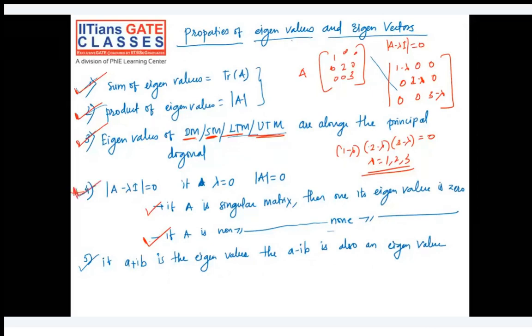The last point, number five. If A plus iB is an eigenvalue, then A minus iB is also an eigenvalue because they are complex conjugates. Okay. So generally when we calculate the root, A plus or minus under root B square minus 4AC divided by 2A, ultimately what we'll end up with, if it is a complex root, is A plus or minus iB, right? So hence if A plus iB is a root, then A minus iB is also a root of that equation. Hence, we can say if A plus iB is an eigenvalue, then A minus iB is also an eigenvalue. Is it clear? Can I proceed to the next slide?